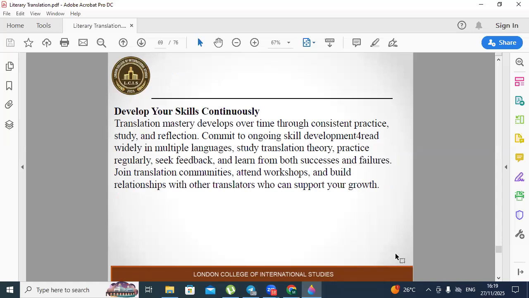Now let's move to developing your skills continuously. Translation mastery develops over time through consistent practice, study, and reflection. Commit to ongoing skill development. Read widely in multiple languages. Study translation theory. Practice regularly. Seek feedback and learn from both successes and failures. Join translation communities. Attend workshops and build relationships with other translators who can support your growth and with whom you might collaborate professionally.